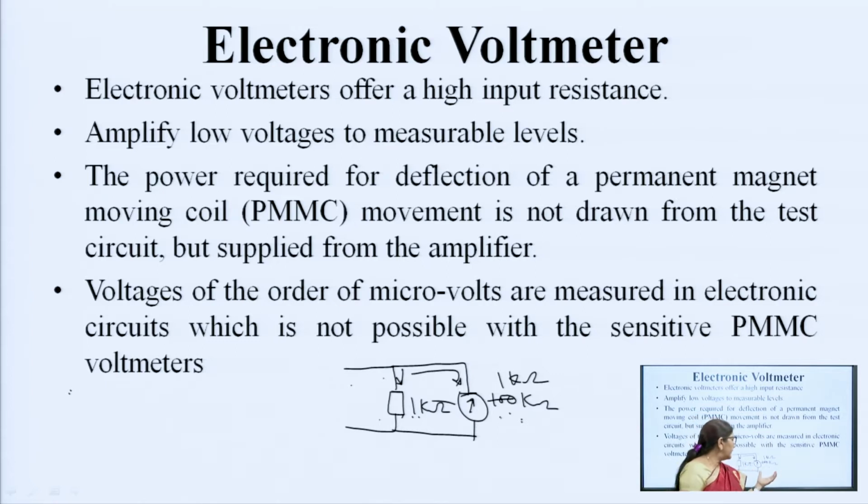Another thing is that in the PMMC instrument used for electrical measurement, the instrument movement, the deflection, also draws power from the very voltage or current that we want to measure. But in the electronic meter, we supply a separate power supply to the circuit, so the power is not drawn from the measured source. Third, we can measure a very small value of voltage with this meter because we can amplify that signal.